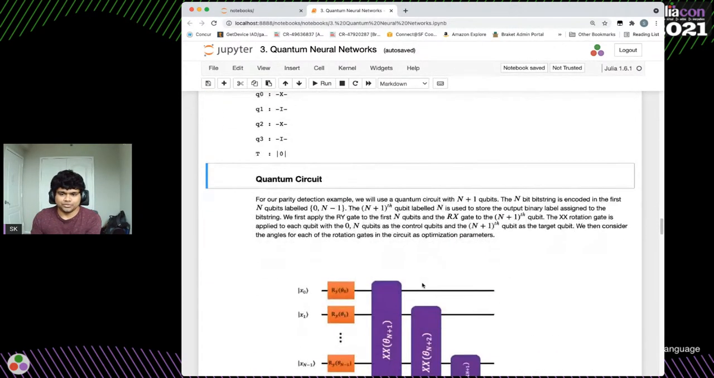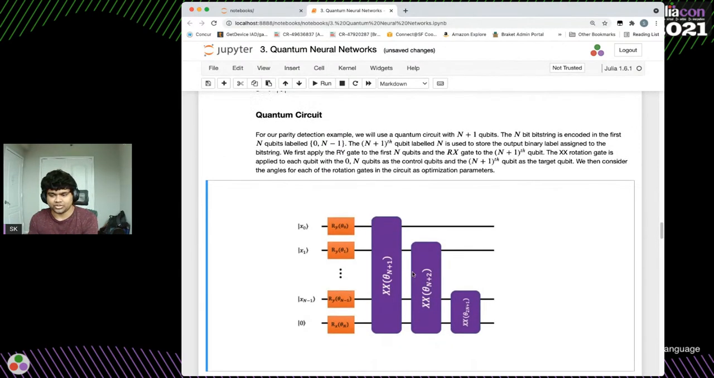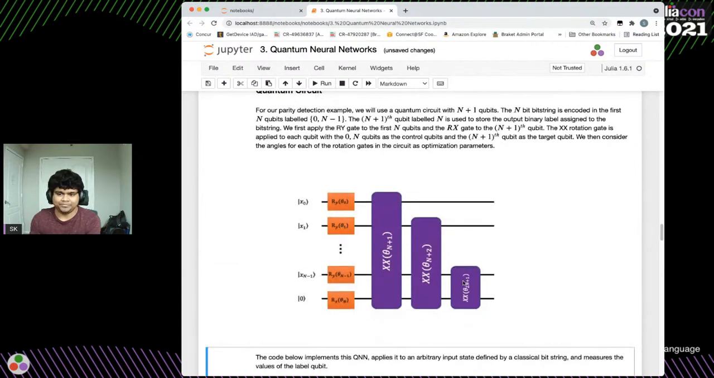So let's talk about the actual quantum circuit, which is, what is the circuit that you're going to use, or what is the circuit that you're going to apply the parameters to, to get a particular prediction, right? So in this case, we can have an n plus one qubit circuit, where n is the number of bits in your bit string. So if you had a 5-bit bit string, then the total number of qubits in your circuit would be 6 qubits.